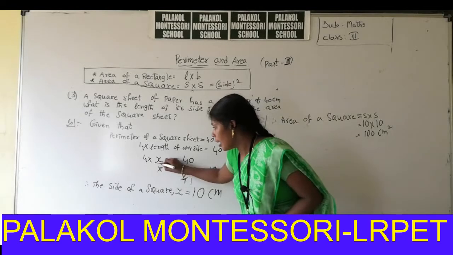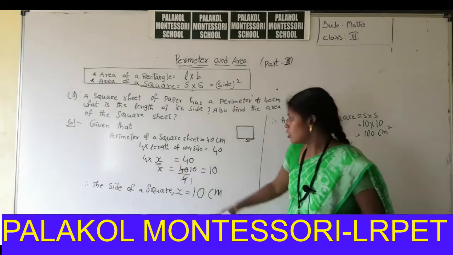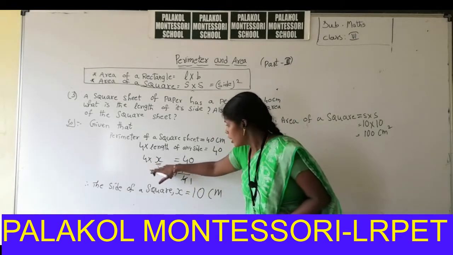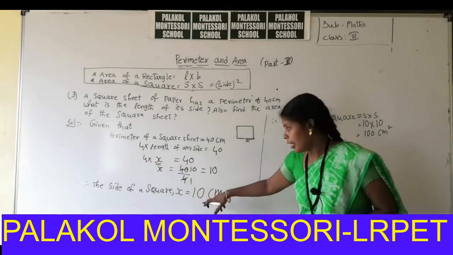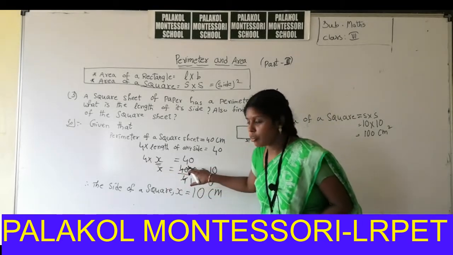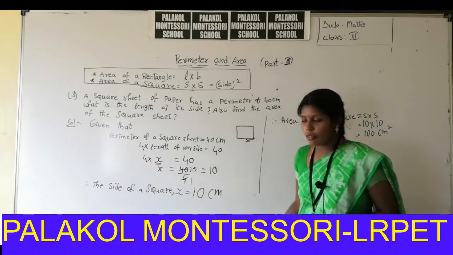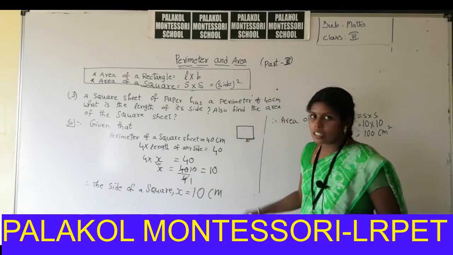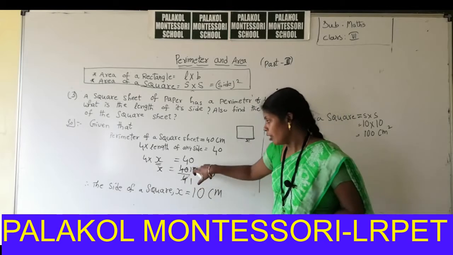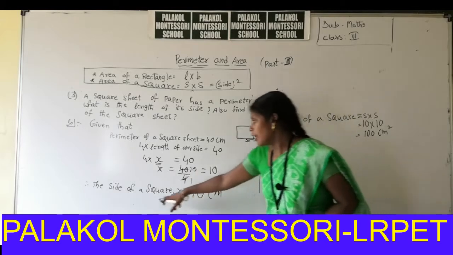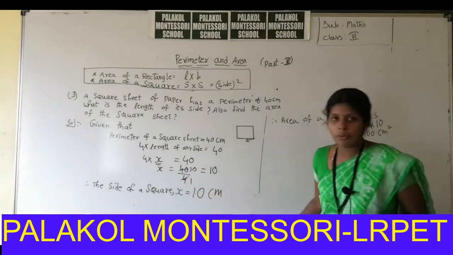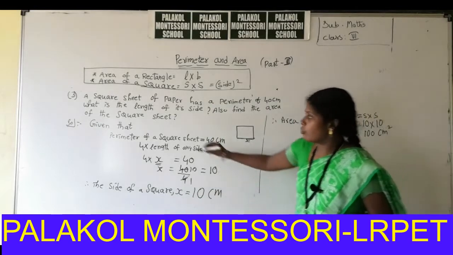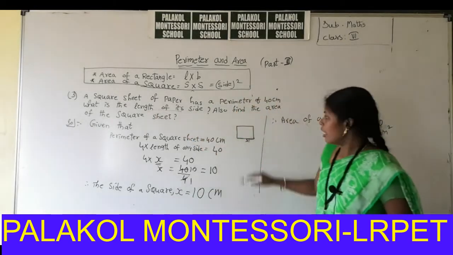So here we can find the length of the side. The 4 is multiplied, so when it comes to this side, it becomes division. So x is equal to 40 divided by 4. How many times does it cancel? 10 times. So the side of a square is equal to 10 centimeters. So we found the length of the side.